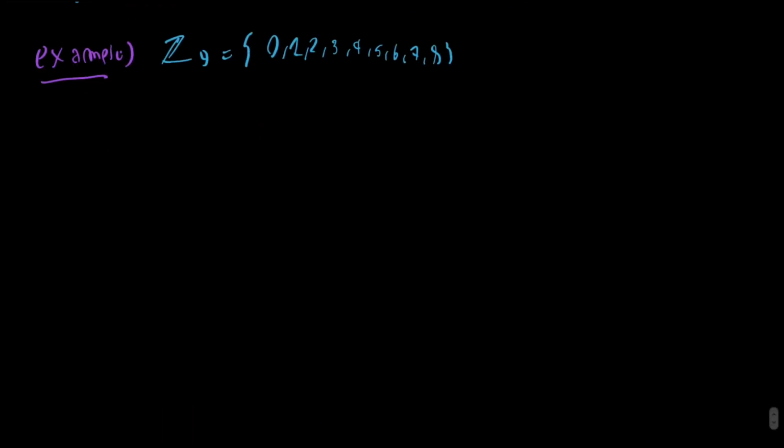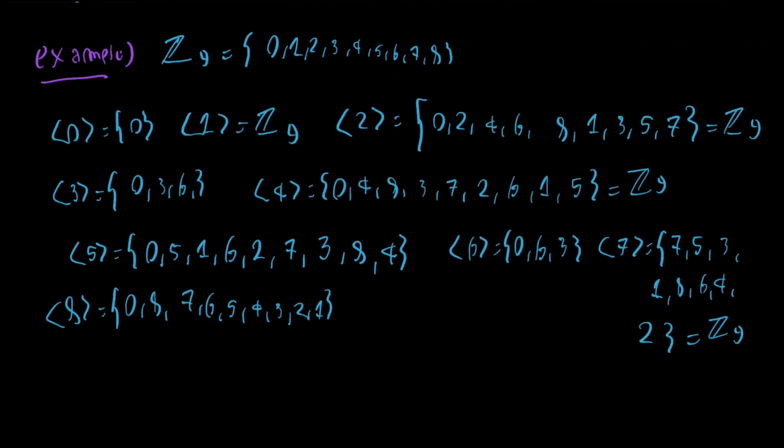Let's build the cyclic subgroups generated by each one of its elements. I will skip the calculations because they're a little bit trivial, so I'll just present the end results. So these are the cyclic subgroups generated by each one of its elements. And look, here we notice the exact same trend as before.